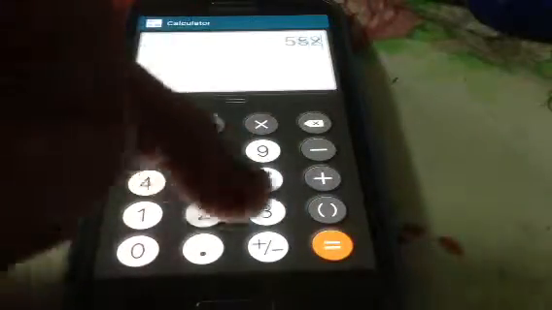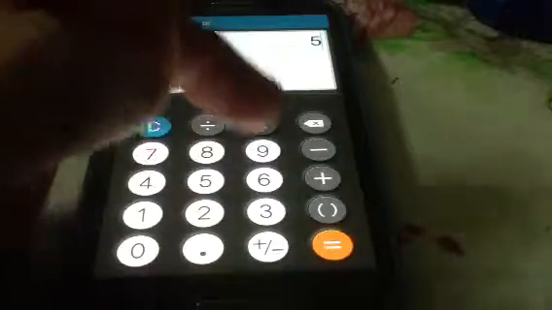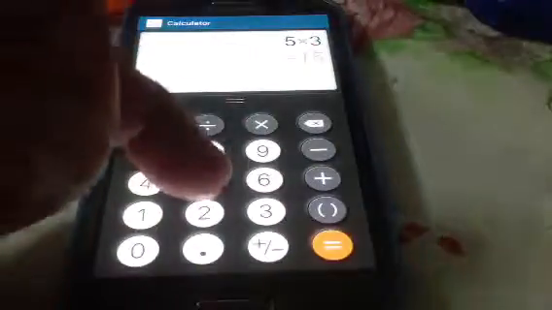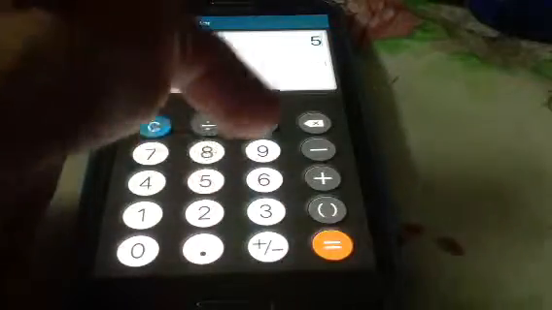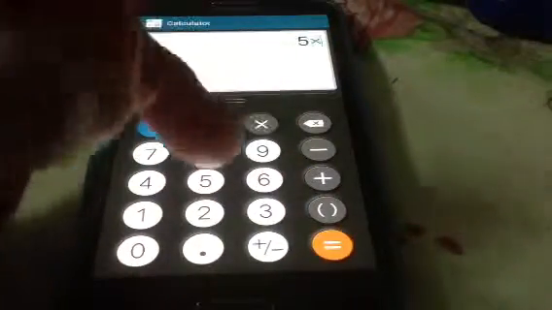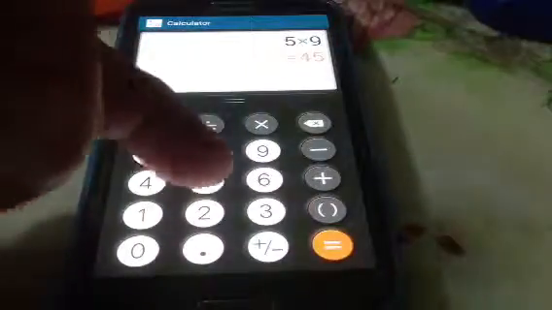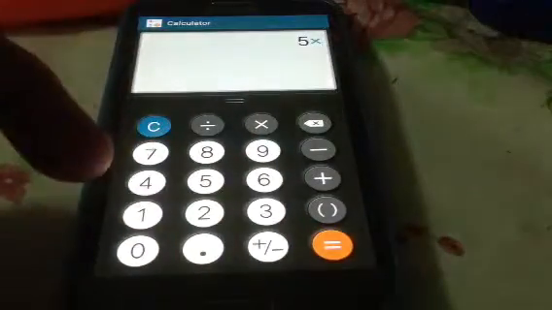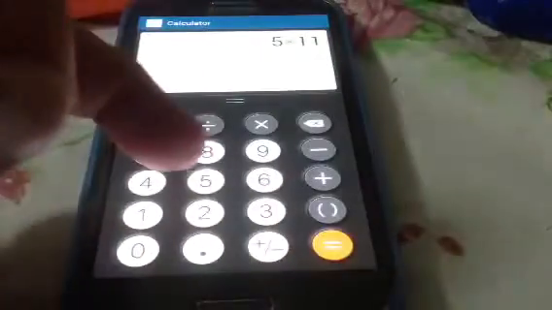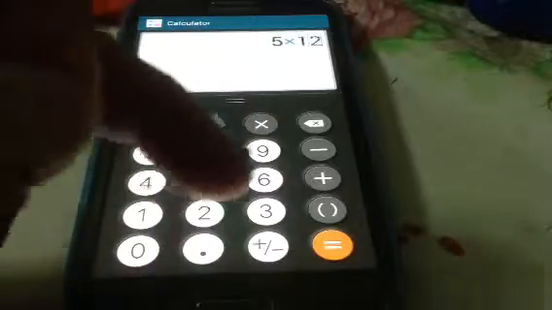5 times 2 is 10. 5 times 3 is 15. 5 times 4 is 20. 5 times 5 is 25. 5 times 6 is 30. 5 times 7 is 35. 5 times 8 is 40. 5 times 9 is 45. 5 times 10 is 50. 5 times 11 is 55. 5 times 12 is 60.